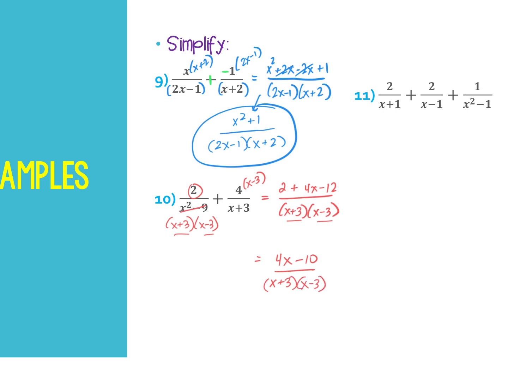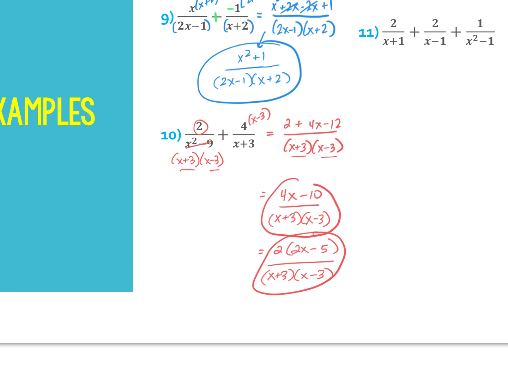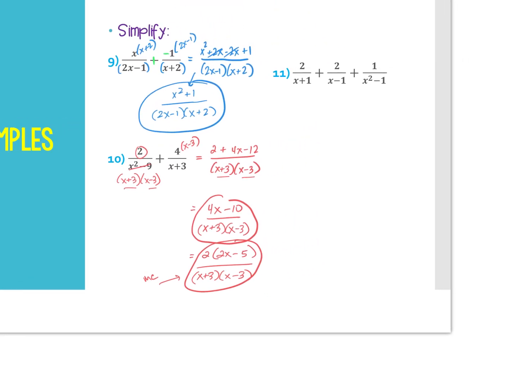And again, I see that the 4x minus 10 can be simplified, so I might as well try it. And it's 2x minus 5, it's x plus 3, and it's x minus 3. And again, because it didn't really factor out to anything that could be canceled, it probably wasn't necessary to do that. Both answers are correct. However, again, in a multiple choice test, you're probably going to get this one on a multiple choice. Okay? And then we'll go to our last one.